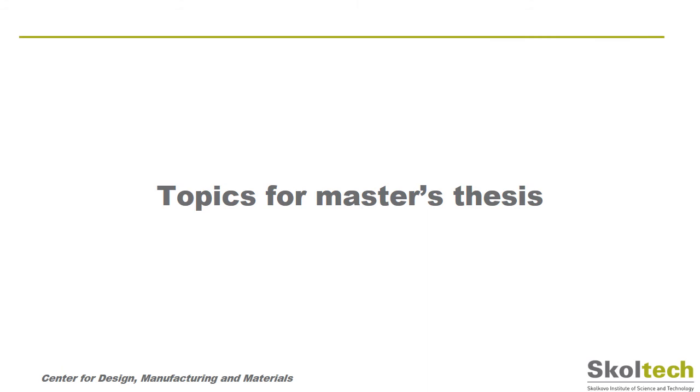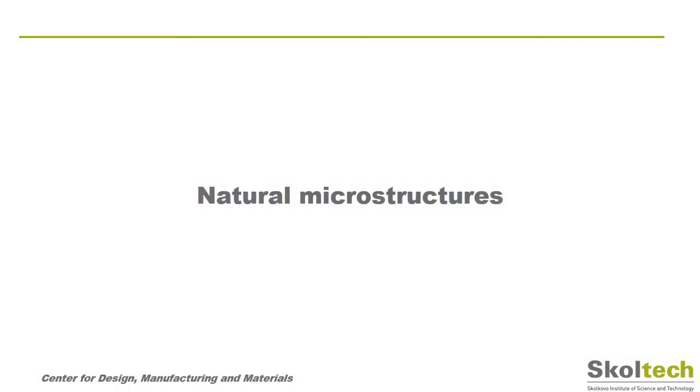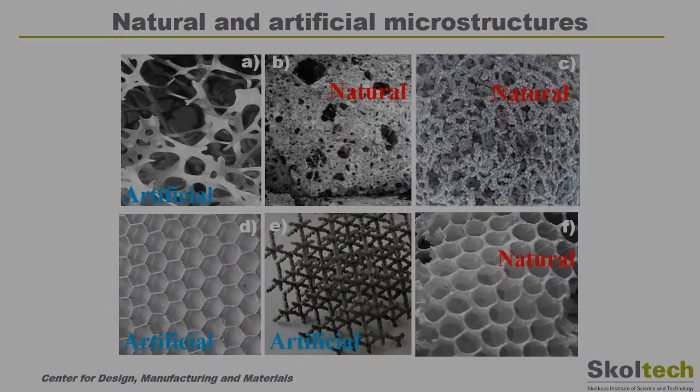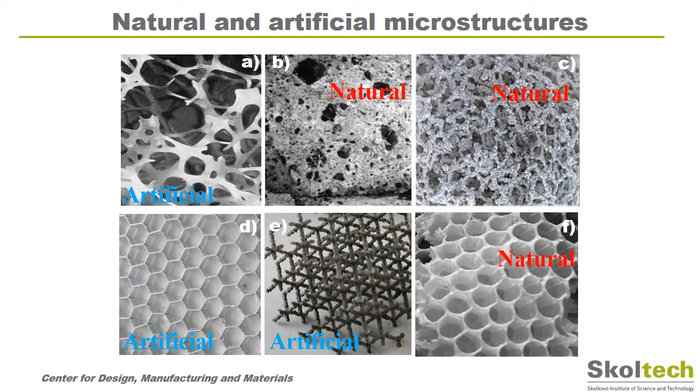Now I want to present you topics for master thesis provided by our research group. The first one is modeling of natural microstructures. Can you suppose what is natural and what is artificial microstructures on this slide? And this is the right answer.